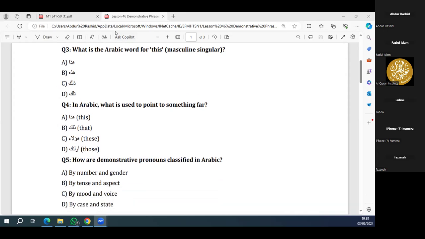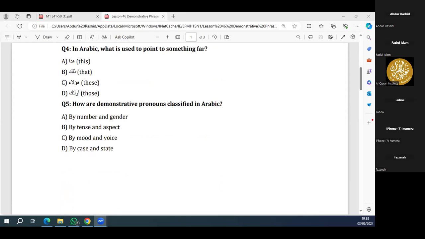Okay, good. Next question. In Arabic, what is used to point to something far? Haza, dhalika, haulai, ulaika. So haza, this, dhalika, that, haulai, these, ulaika, those. We've got B. B, dhalika, for everyone? Yes. Okay, done. Correct. Alhamdulillah.